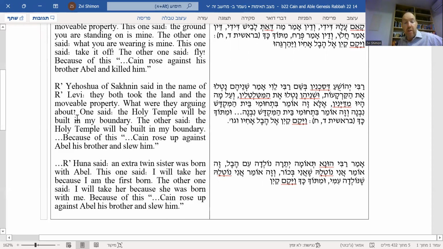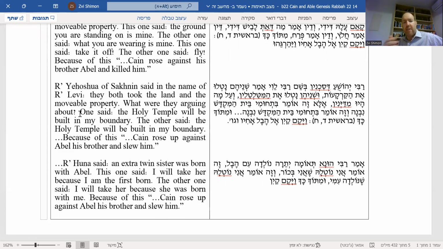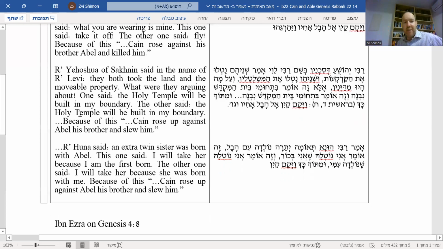What were they arguing about? One said, the holy temple will be built in my boundary. The other said, the holy temple will be built in my boundary. Because of this, Cain rose up against Abel, his brother, and slew him. I skipped some of the proofs, but the second opinion of Rabbi Joshua of Sachnin is that they started arguing, where will the temple of God be built? Interesting, right? We know that the temple was built in the time of Solomon, right, many thousands of years later.